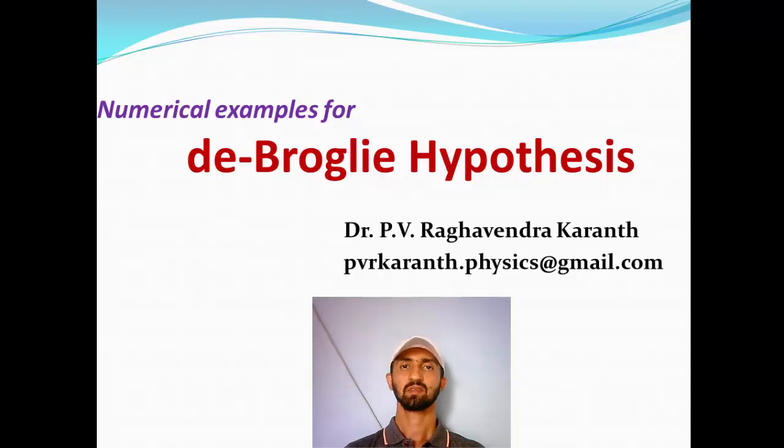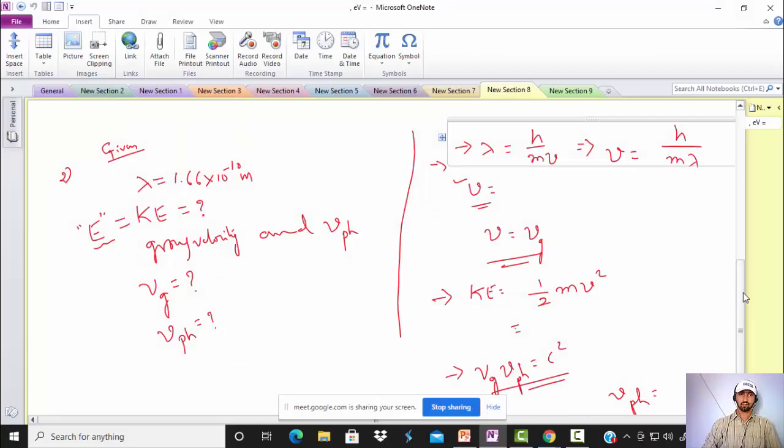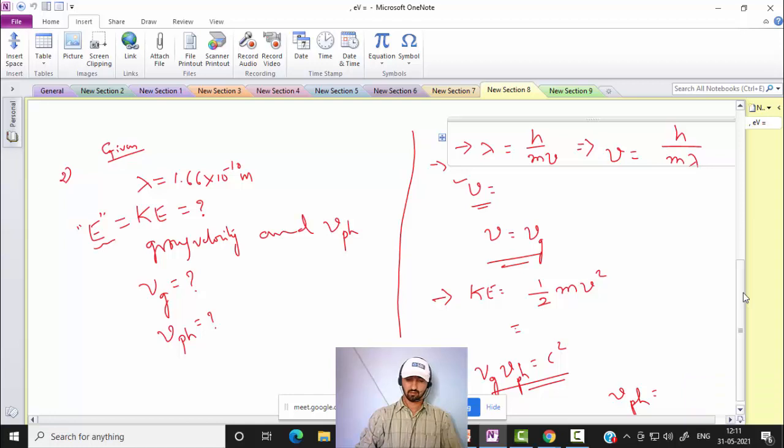Dear friends, let's see some numerical examples for the de Broglie hypothesis. An electron has a de Broglie wavelength of 1.66 × 10^-10 meter. Determine the kinetic energy, phase velocity, and group velocity of the de Broglie waves.